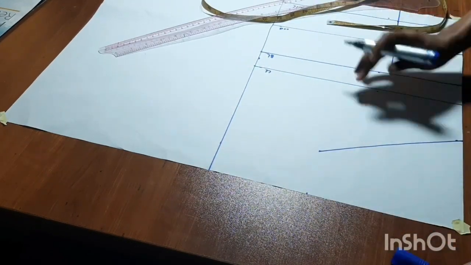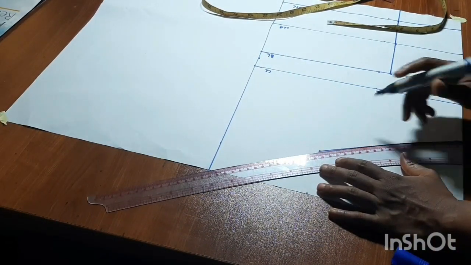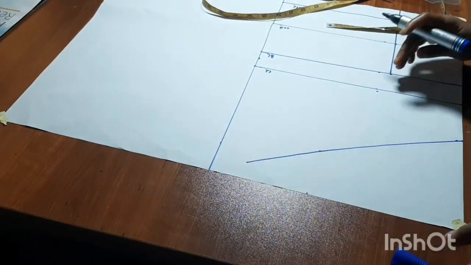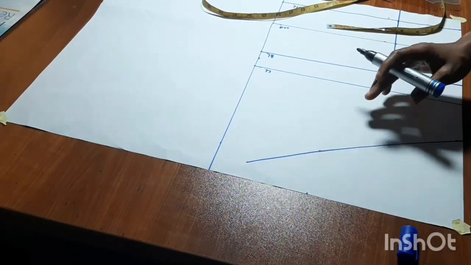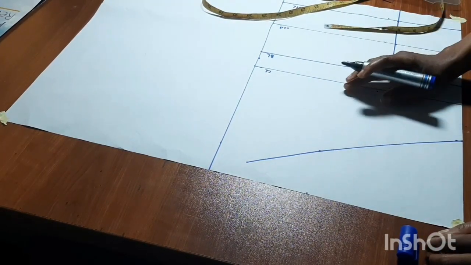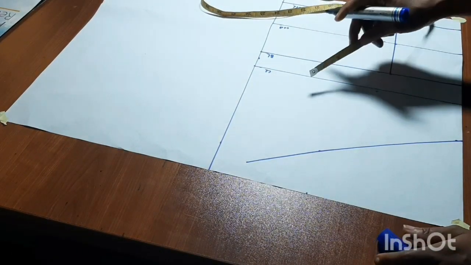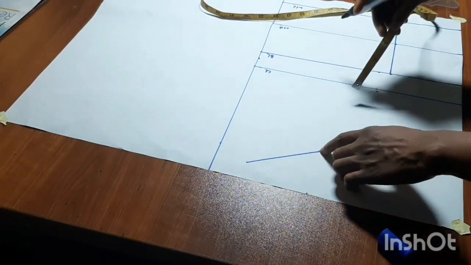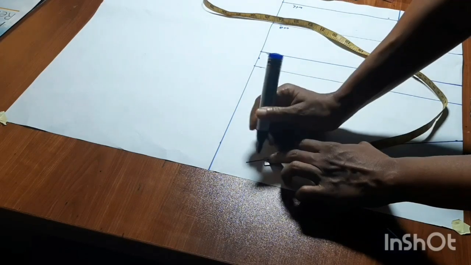The next thing we want to do is to create the sleeve. To create the sleeve, I will just extend this line, since it is a curved line. I will extend it to here. The next thing we do is to measure the upper arm. From one of your arms, measure the upper arm measurement and divide it by 4. For my own upper arm, it is 12 inches. So that is my round arm, divided by 4, which gives 3 inches. That is the round armhole, so I put in the 3 inches here.